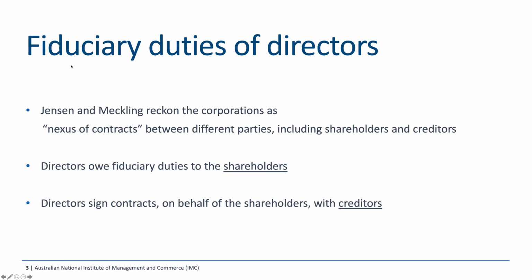According to Jensen and Meckling's famous theory of contractual nexus, corporations are nothing more than a nexus of contracts between various parties, including shareholders, customers, creditors, and so on. Under the modern corporation regime, shareholders delegate their rights of decision-making to managers and directors, and those managers and directors sign different contracts to benefit the business, including contracting with creditors for operating and financing.